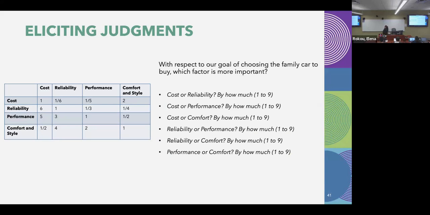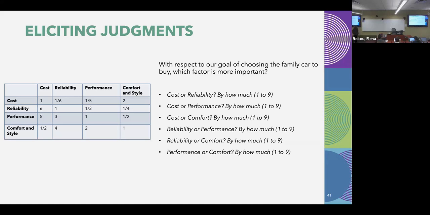What do I mean compare? I'll elicit judgments, either from you if you're the decision maker, or from a lot of people if I have a group of decision makers. First level, with respect to the goal of choosing a car, what is more important to our decision factor? Is the cost more important or the reliability? What does it say there? Reliability. Yeah, 6 times more important is the reliability than the cost. Because I said 1/6. And you can kind of cheat if you read it from the other side. Reliability is 6 times more important than cost.